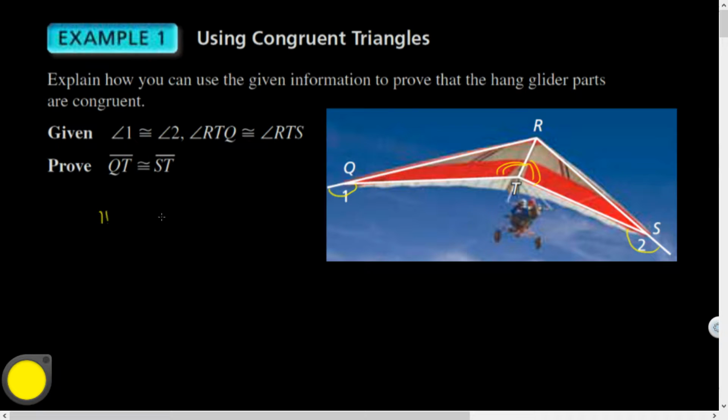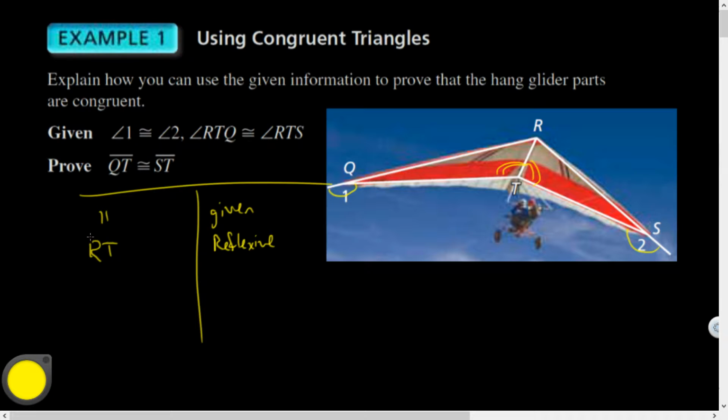So I've got my givens. What else do I know? Anyone see other information that might be helpful? Reflexive. RT is congruent to itself. I like that. So I've got an angle, I've got a side. What else do I have?